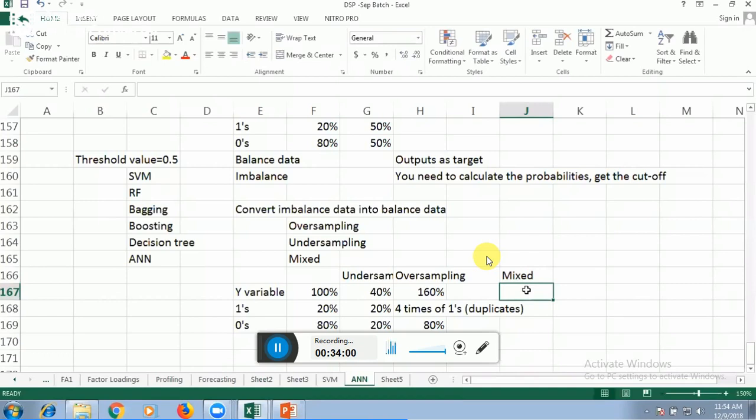Mixed means hybrid. Hybrid means you take a bit of this one as well as this one. So we bring this one to 50% and this one also to 50%. How? From the 80% I can reduce it by taking a 50% sample, 500 observations. And this one I can multiply by 2.5 times, and I will get 50%. This is what we call a hybrid sample.